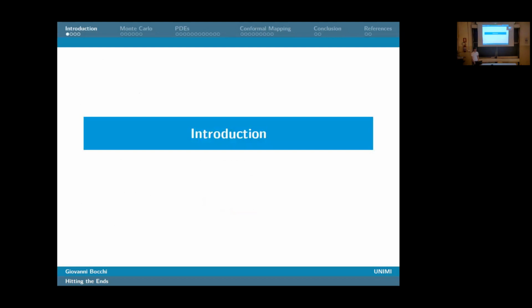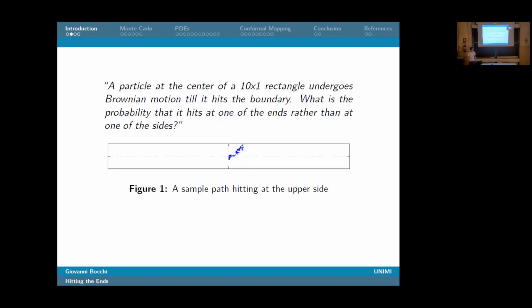So first of all, let's introduce the problem. The problem is this. We have a particle at the center of a 10 times 1 rectangle that undergoes a Brownian motion till it hits the boundary of the rectangle. What is the probability that it is at one of the ends rather than one of the sides? The ends are the two small edges, while the sides are the two long edges.